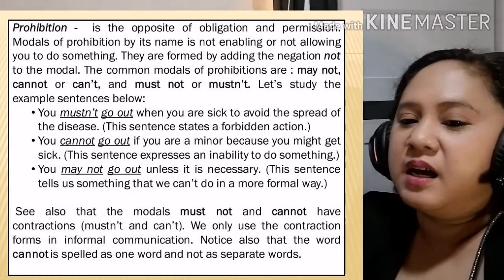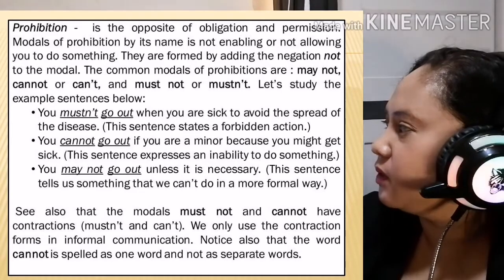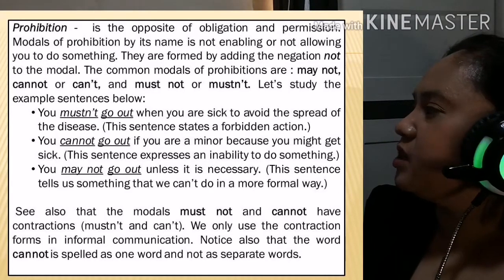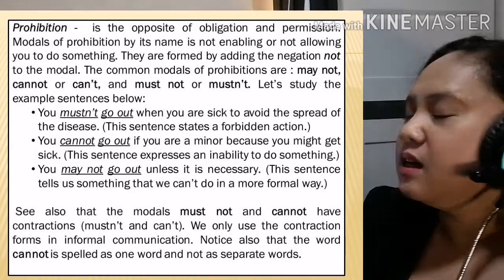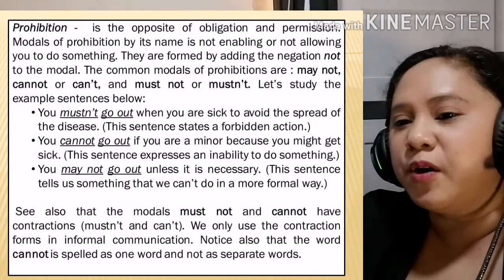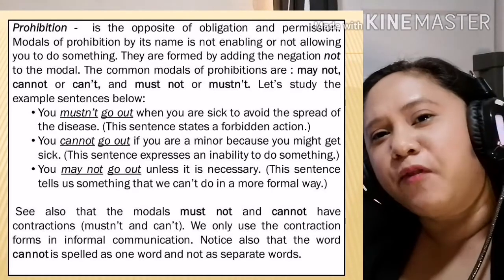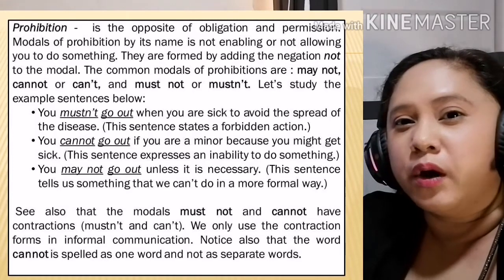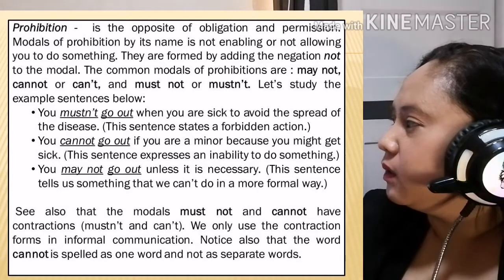Now let's study the example sentences below. You mustn't go out when you are sick to avoid the spread of the disease. This sentence states a forbidden action. When we say forbidden, it means something that you really cannot do or you are not really allowed to do.